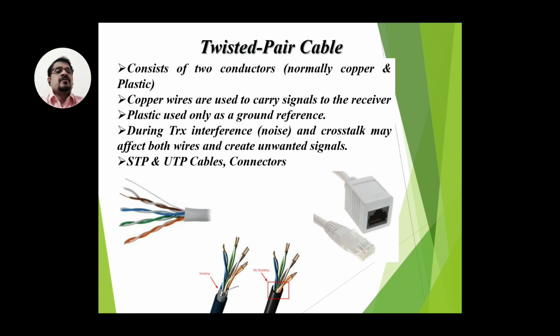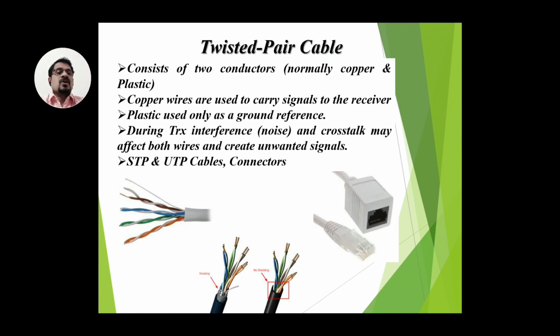So these copper wires are used to carry the signals to the receiver, and the plastic is used only as a ground reference. During transmission, our data channel may be exposed to interference, which colloquially we can call noise.